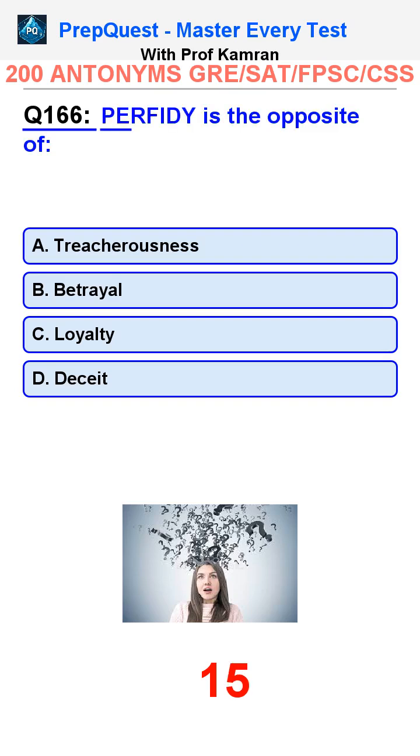Question 166. Perfidy is the opposite of. Option A. Treacherousness. Option B. Betrayal. Option C. Loyalty. Option D. Deceit.